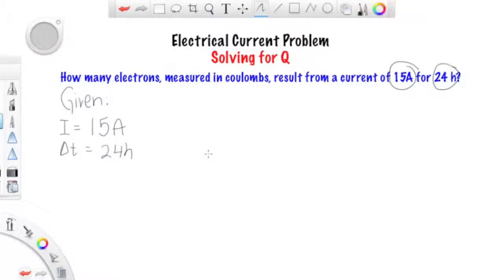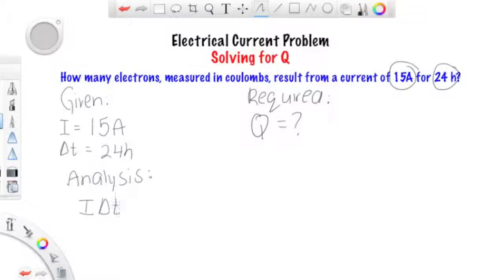Now it's time to look at our required. We are solving for Q, which stands for charge, so we're going to write Q equals unknown. And then for A, which is analysis, we have to analyze the question and see exactly which formula we need to solve it. As from the previous slide, I times time equals Q should give us the answer we require. Then it's time to put out our solution.